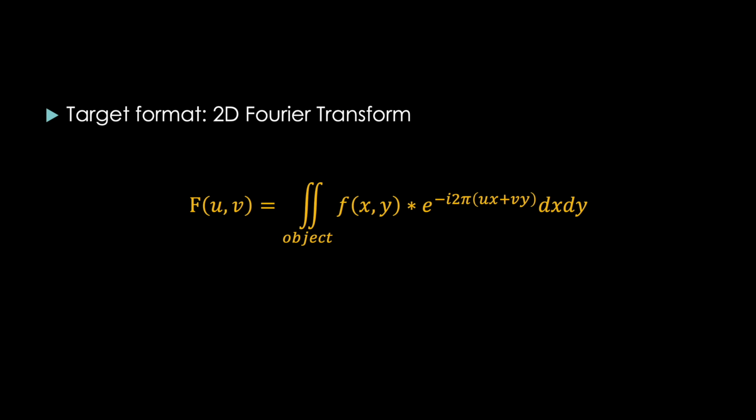So here is our target. I told you we're going to be performing an inverse two-dimensional Fourier transform to get our picture. So whatever formula we derive has to eventually match this form of a 2D Fourier transform. The inverse part will come later.